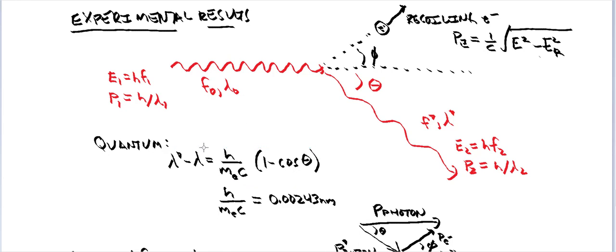So again, h is 6.626 times 10 to the minus 34 joule seconds. The mass of the electron, 9.11 times 10 to the minus 31 kilograms. The speed of light, 3 times 10 to the 8 meters per second. 1 minus cosine theta. And so the difference between the scattered wavelength and the original wavelength goes as h over mec times quantity 1 minus cosine theta.